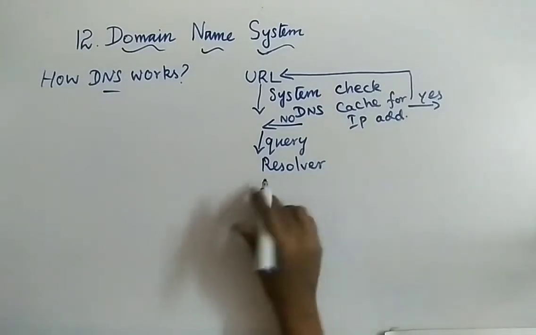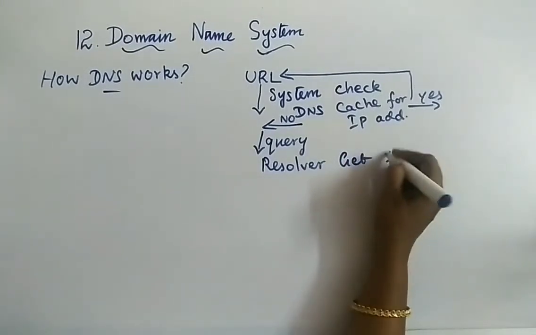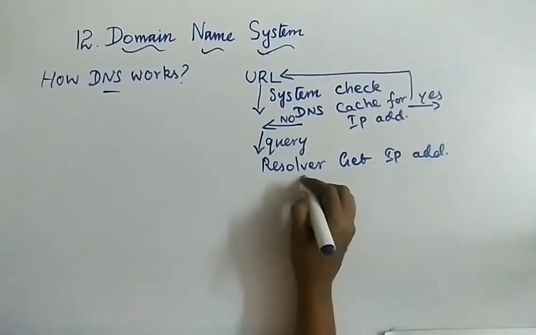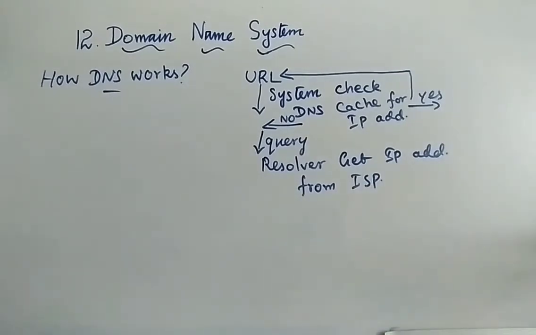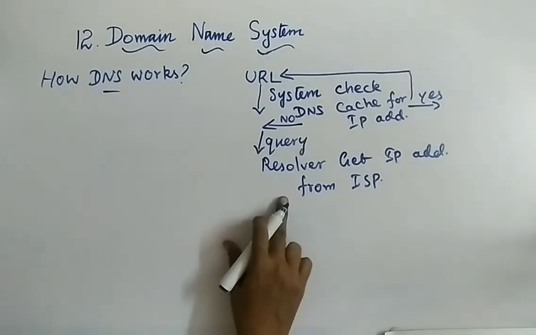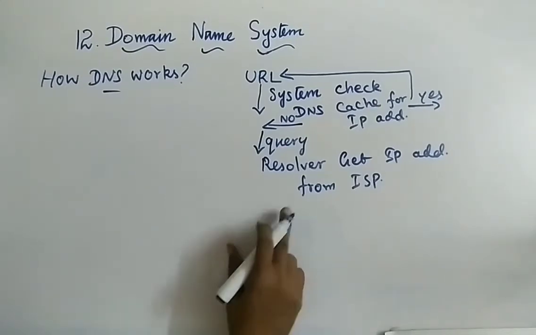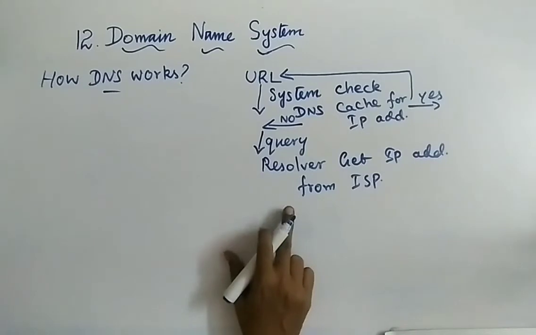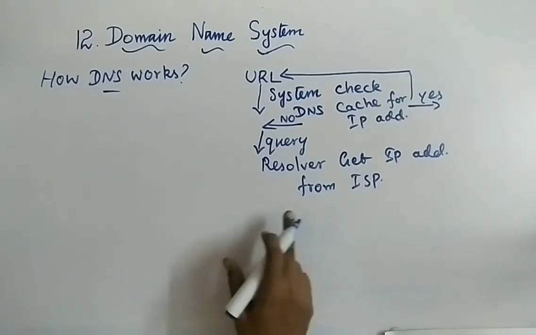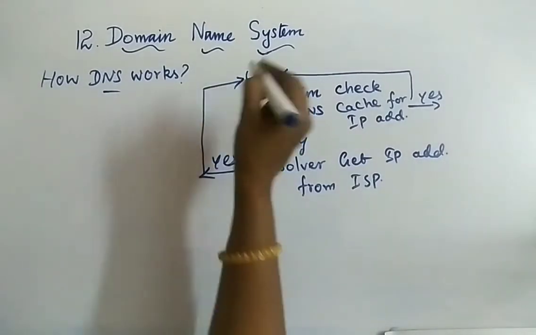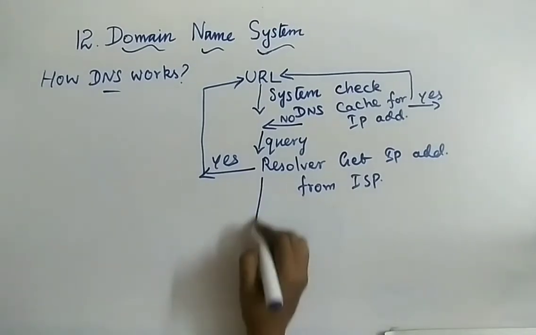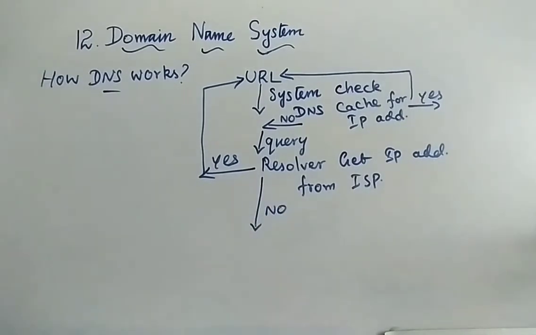The resolver gets the IP address from the ISP. What is ISP? Yes, it is your internet service provider. Here also it is going to check. If the resolver gets the answer in this area itself, what will happen? Yes means yes, the corresponding page will be immediately displayed on the system. If no, what is going to happen?